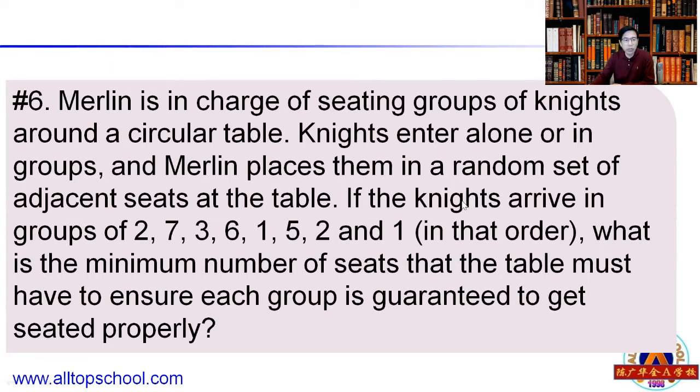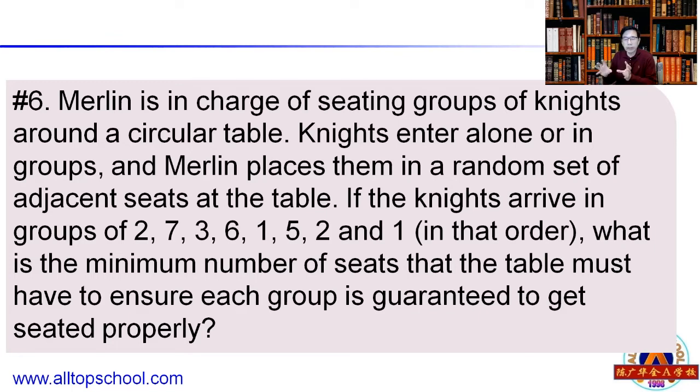If the knights arrive in groups of 2, 7, 3, 6, 1, 5, 2, and 1 in that order, what is the minimum number of seats that the table must have to ensure each group is guaranteed to get seated properly? Notice the two pieces of information. One is they are seated in random sets of adjacent seats. So random and adjacent.